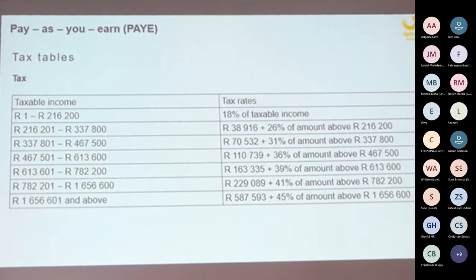Can someone give me an answer there? 56,400 times 18%. I can see 10,152. Okay. Is that the end of it? So is that his tax for the year? With what you know about tax now, is that going to be his tax for the year? Yes or no? Okay, I've got one wrong answer and one right answer.